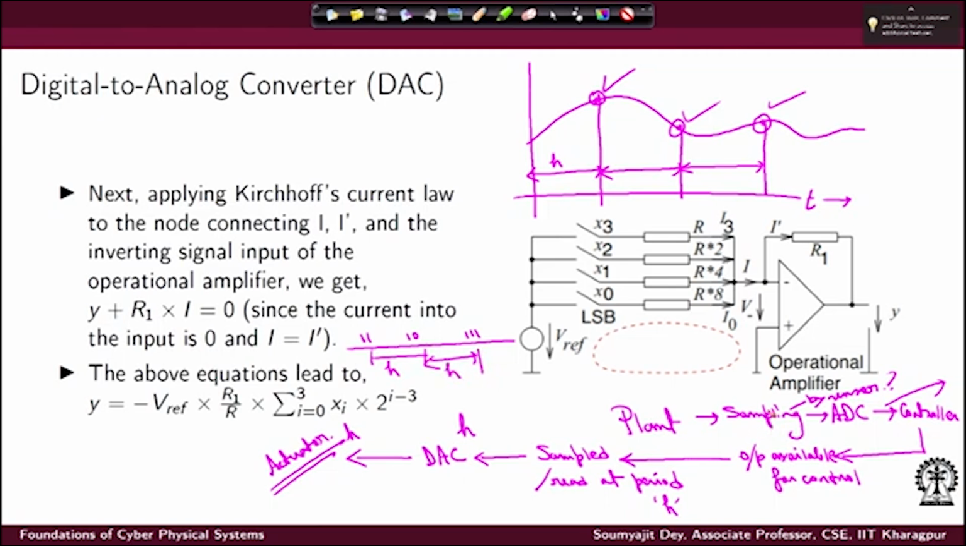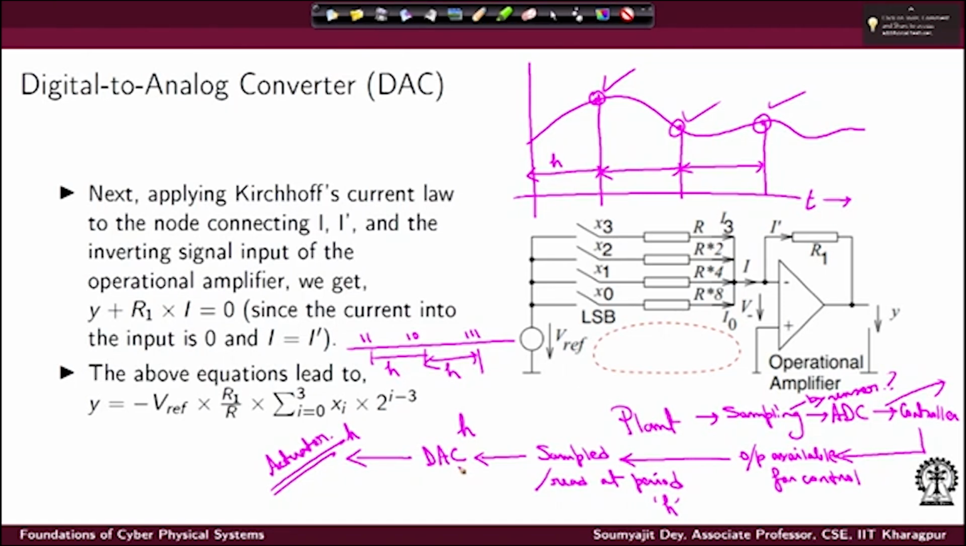Before this, either you are activating the sensor at intervals of H, or, like I said, the sensor is continuously sensing and the sensor's values are sampled at periods of H. Finally you have the ADC here, and then here this control output is sampled. Then the DAC chip will be clocked with the period of H, and it will update the actuator's control input within a period of H.